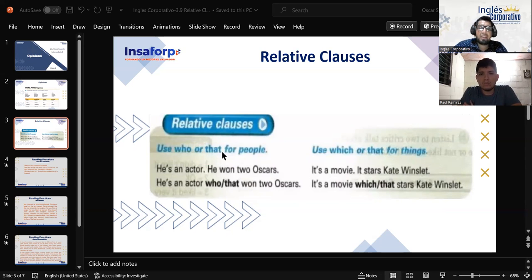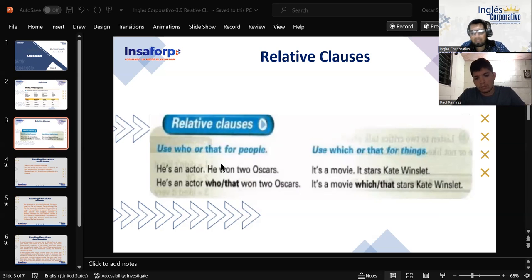That is simply to clarify, so who or that. Now, we had the first example. He's an actor. He won two Oscars. Those are two separate sentences. If you are trying to explain in a very basic way, that's probably how you will do it. He is an actor, he won two Oscars. He is a kid, he plays soccer. That could be another one. He's a mechanic, he fixes cars.